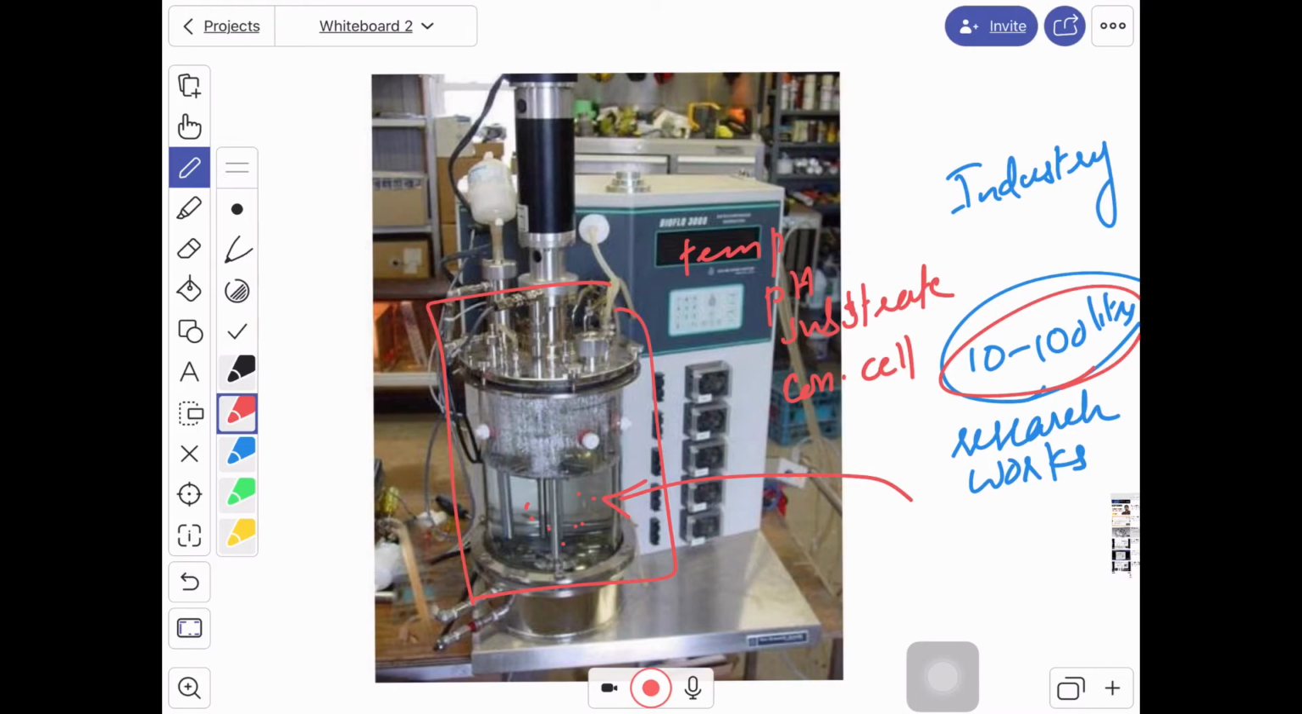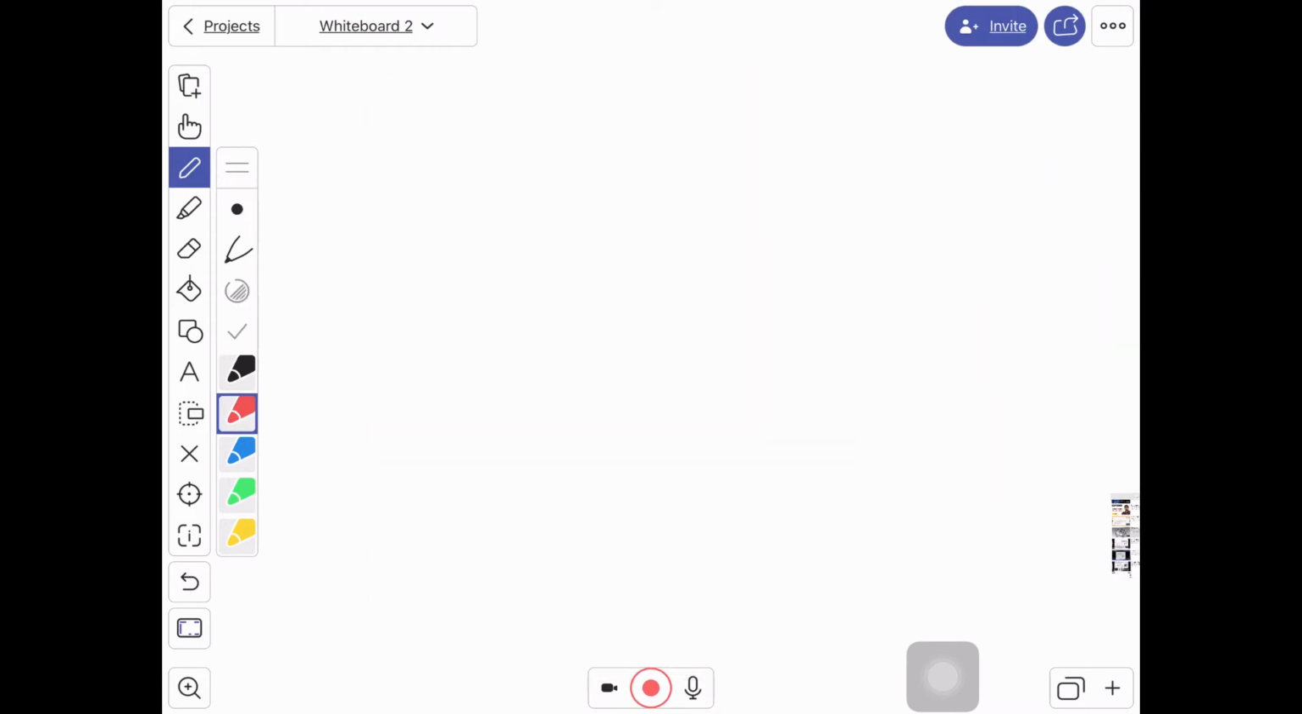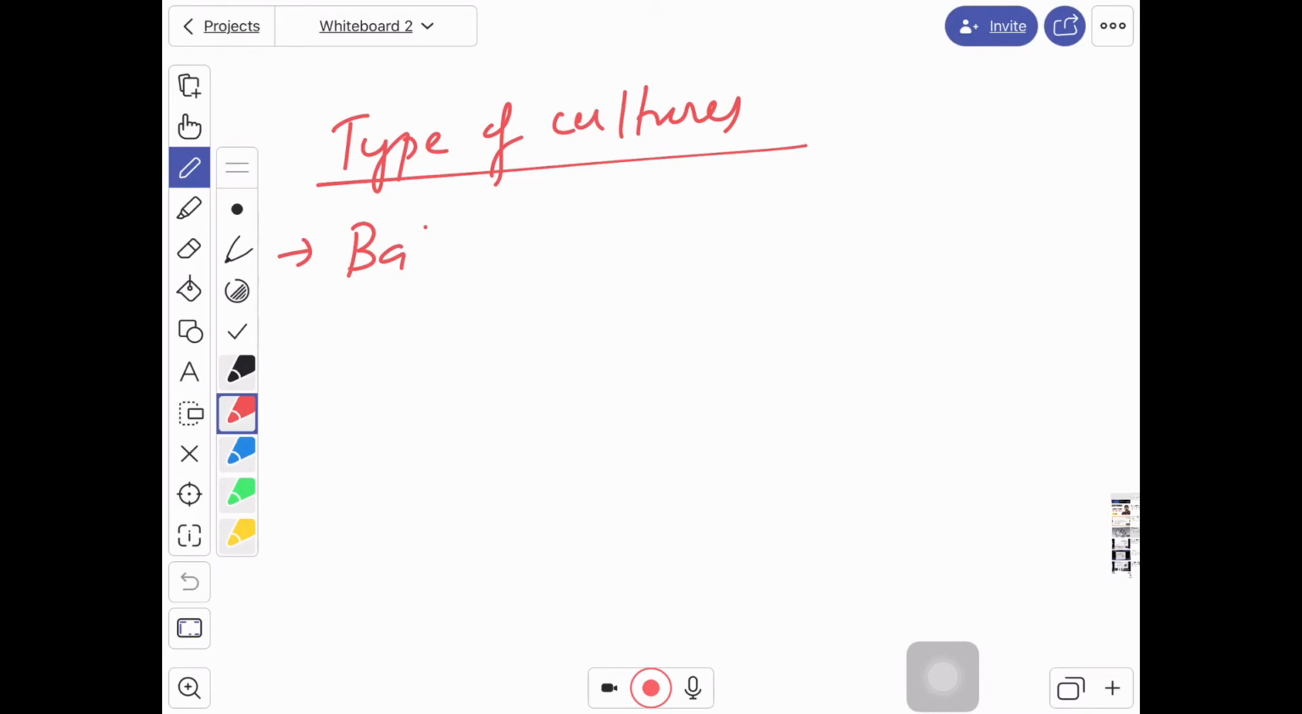Okay, so they produce the products only for research purpose. Next is type of cultures. First culture is batch culture. Batch culture is a closed culture system that contains a limited amount of nutrients.